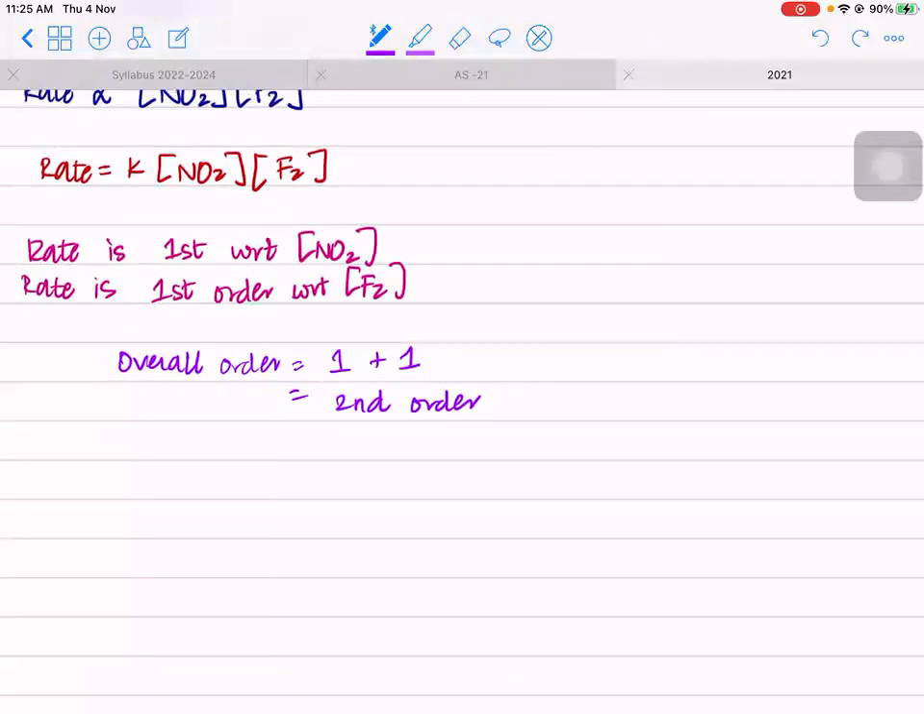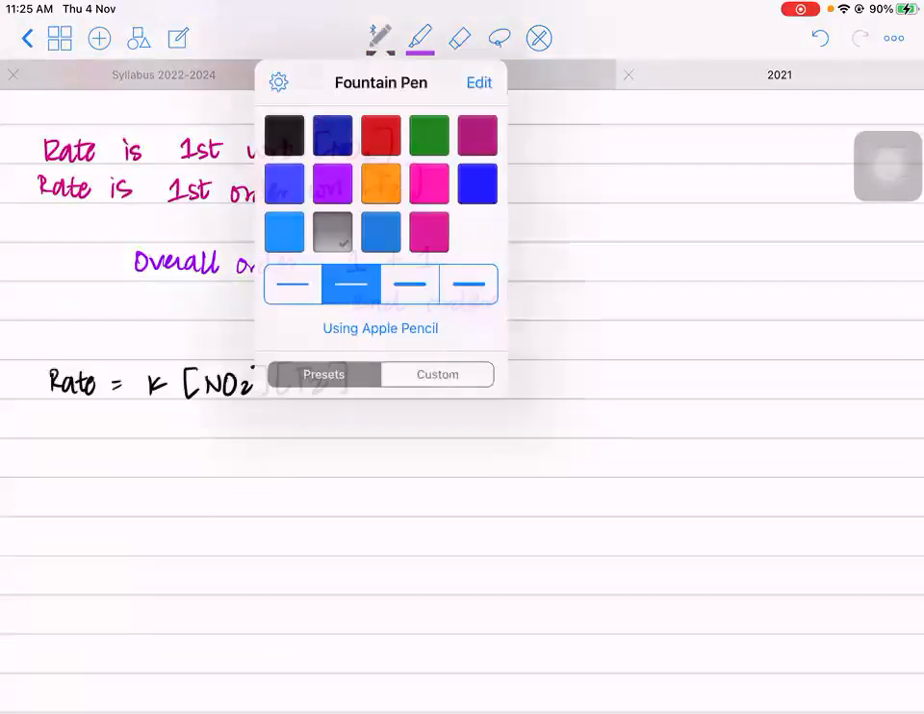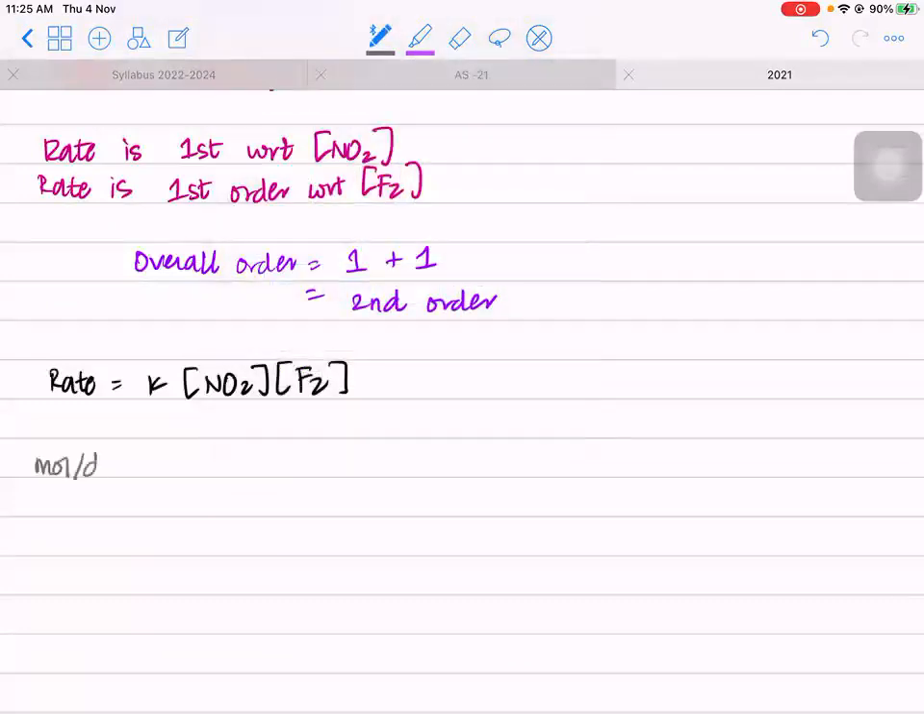So let's see how we will do that. We have our overall equation, or the rate equation, which is rate equals K, NO2 and F2 concentration. What are the units of rate? Rate is moles per dm cube per second, equals K, that is what we need to find. What is the unit for concentration of NO2? It would be mole per dm cube. What is the concentration of F2? Also mole per dm cube.